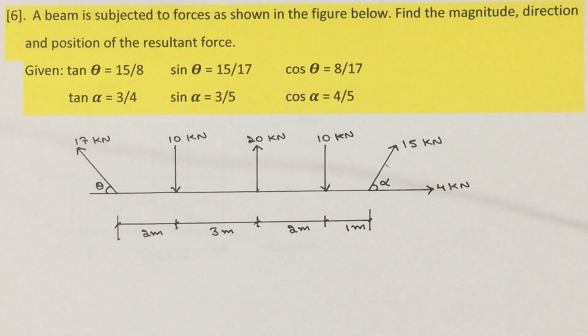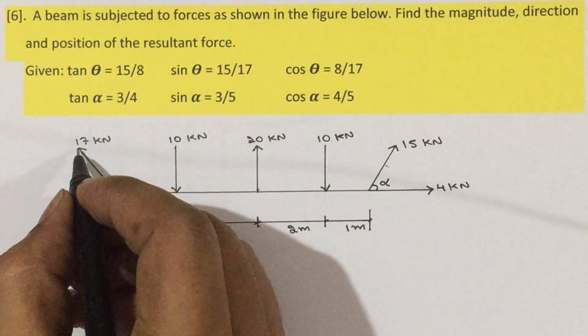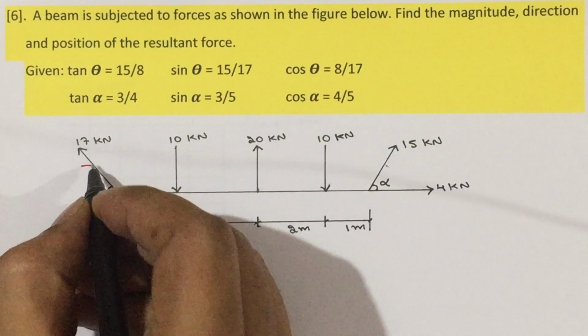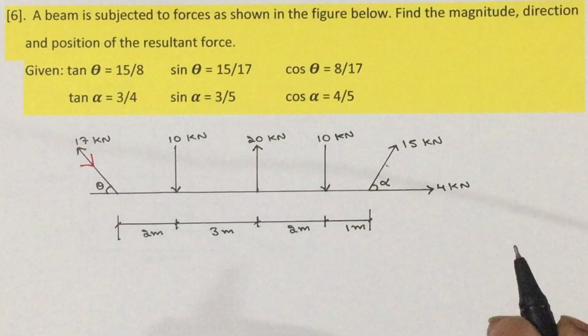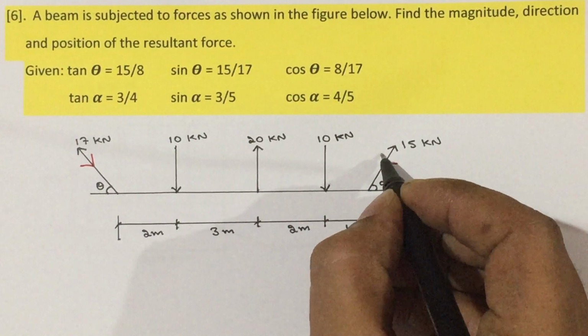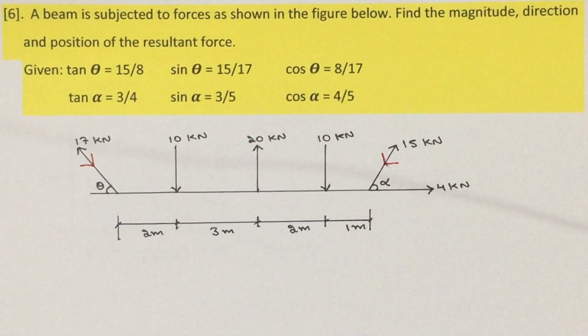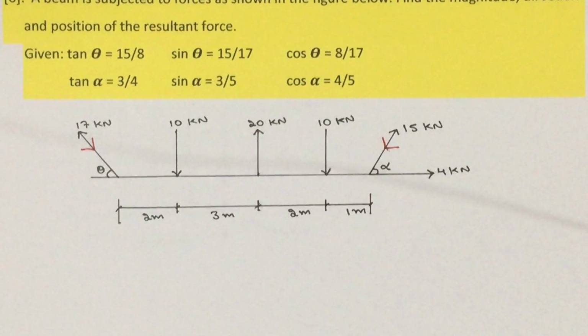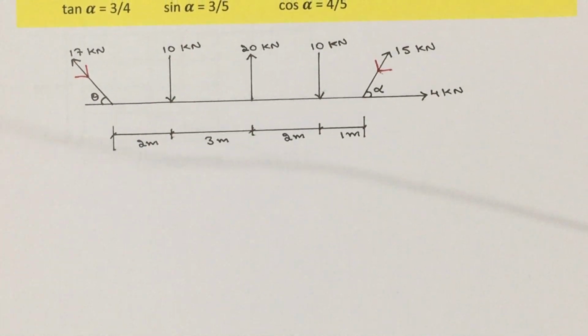Next, splitting up the inclined forces. Behind the arrowhead, draw a nearby horizontal line and a nearby vertical line. It will give rise to the direction of the component. Once it is done, then we will go for calculation of sigma fx and sigma fy values.